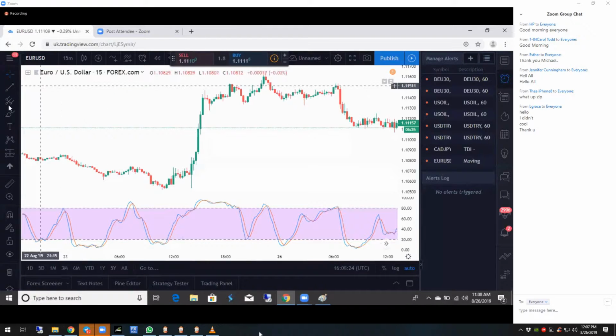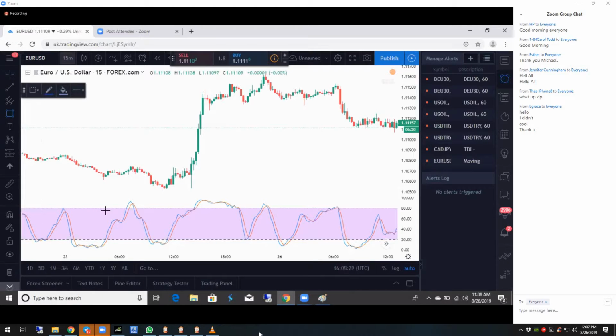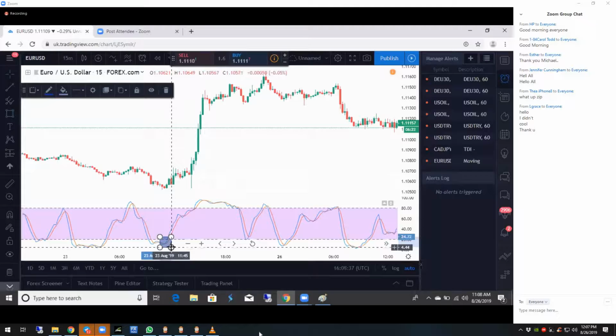Now, some people get confused, as mine is on the 15-minute chart, about what the cross is. Don't worry, I'm going to show you. That is the cross right there.